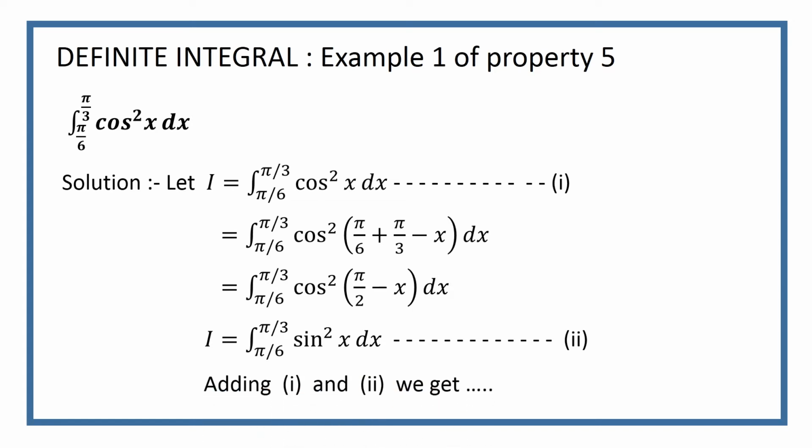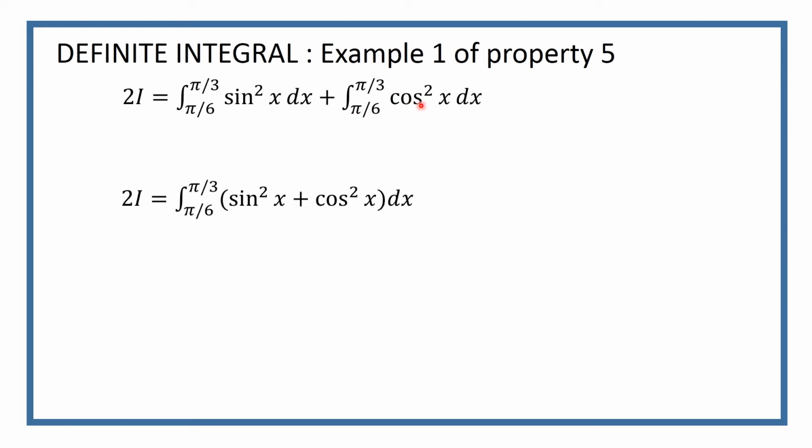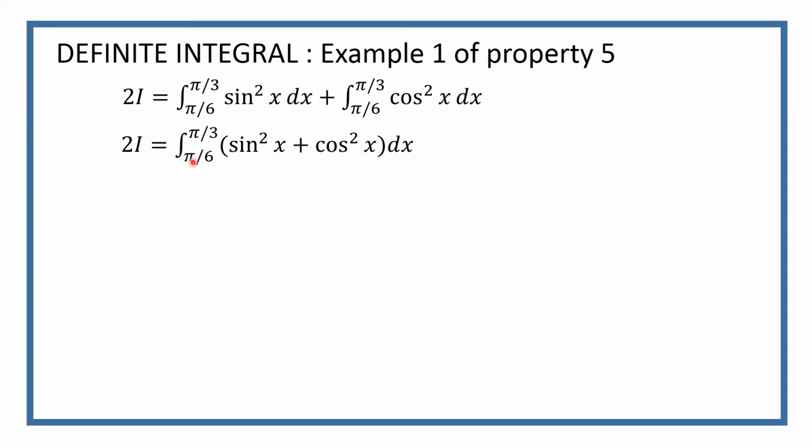And adding 1 and 2 we will get 2I equal to integration pi by 6 to pi by 3 sine square x dx plus integration pi by 6 to pi by 3 cos square x dx. Now, in the next step, we can write this as integration pi by 6 to pi by 3 sine square x plus cos square x dx. And sine square x plus cos square x is what? 1. So, we can write in the next step as 2I equal to integration pi by 6 to pi by 3 1 dx, and we know the integration of dx is x, and we have to write over here the lower limit and upper limit, and we know how we can solve it.